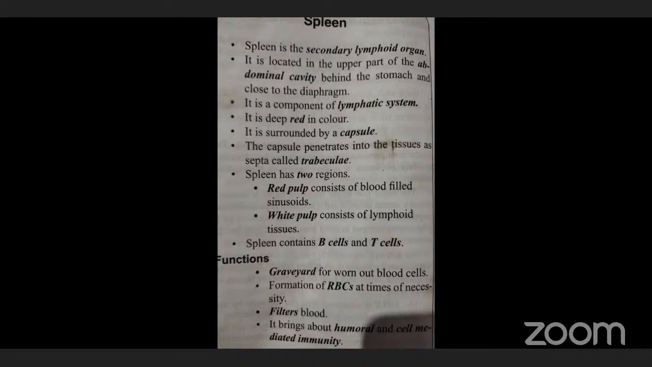The spleen is a component of the lymphatic system. Kindly take notes, so that after completion of this class you can revise easily and understand the points. Clear? The spleen consists of efferent lymphatic vessels. It is deep red in color.